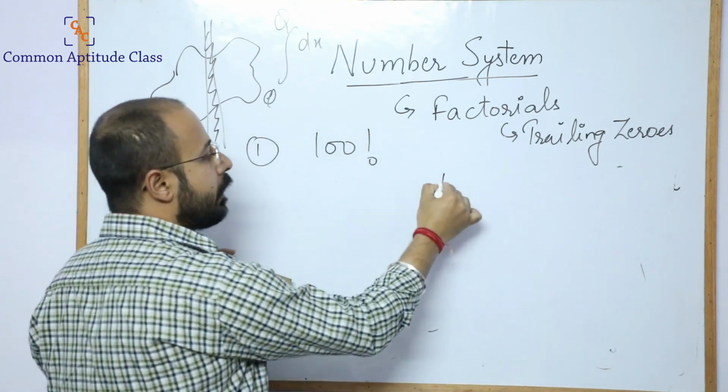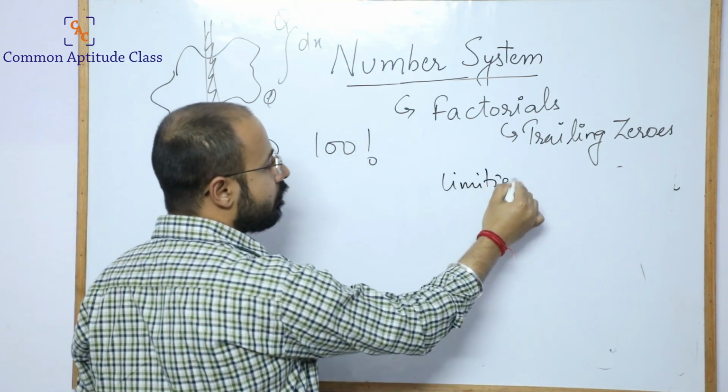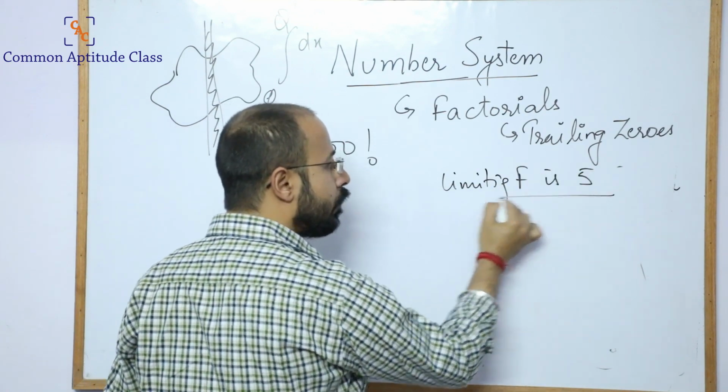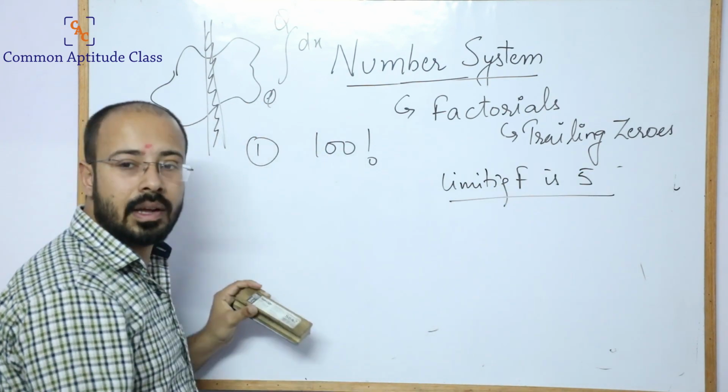Now I know the limiting factor is 5. So I am going to count 5 only. So how can I count?